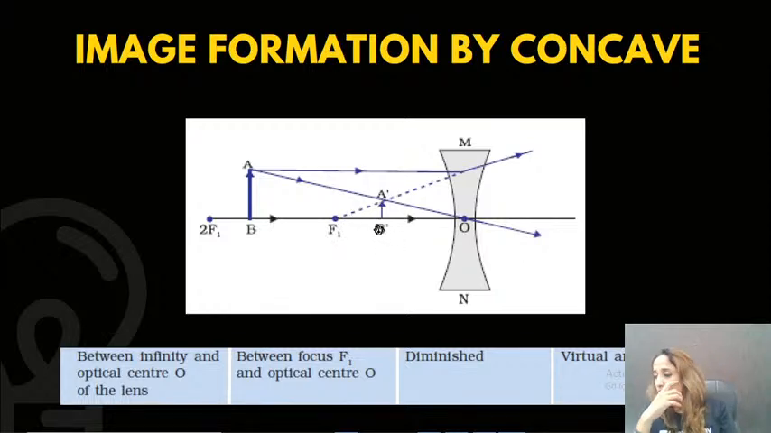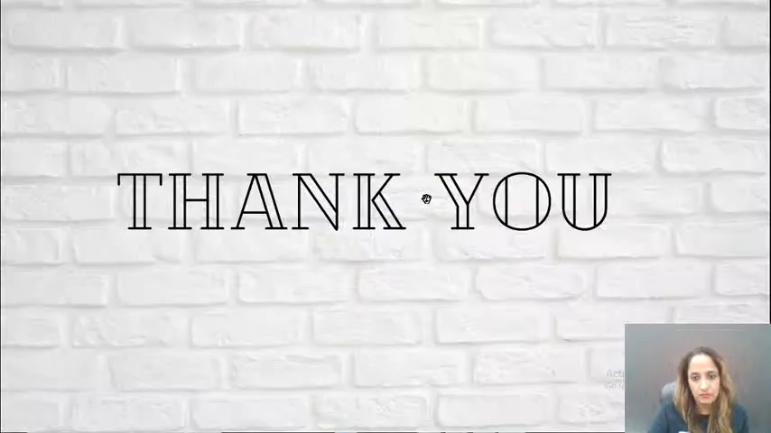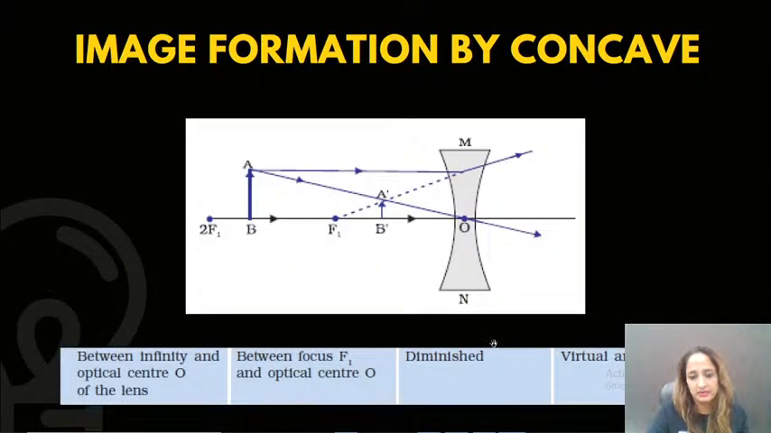So the image is formed in case of biconcave lens when we have the object between infinity and the optical center, then the diminished image is formed, okay. And we see the kind of image formed is virtual and erect.